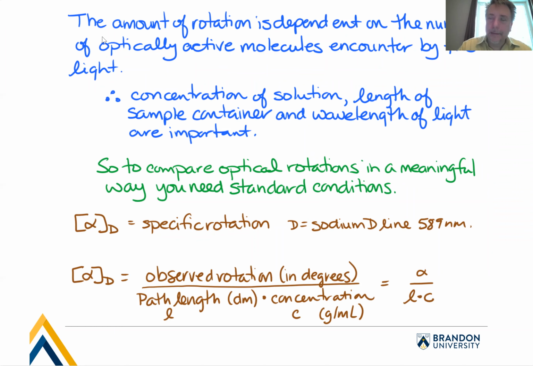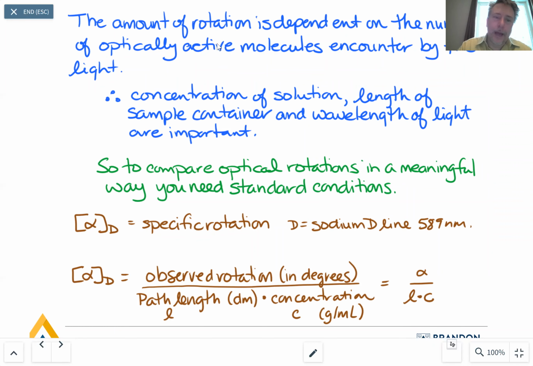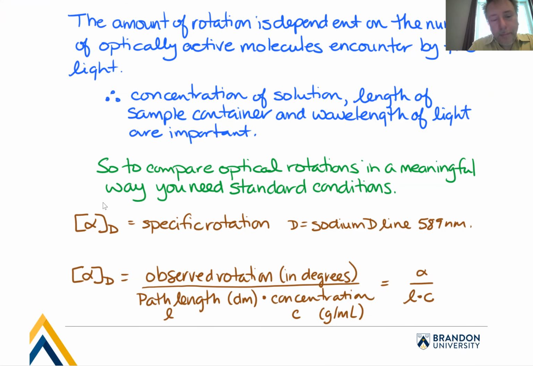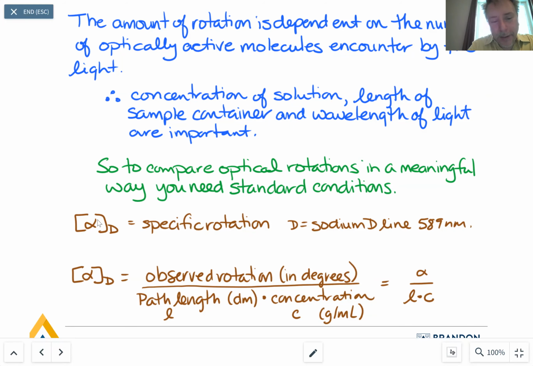Back in the day, when organic chemistry was in its infancy, optical activity was one of the few ways to determine whether or not something was chiral. And so there's a standardized way of measuring optical activity. This is called alpha D, which is what this little thing down here is. D is the D line of sodium, and it's specific to a certain value.